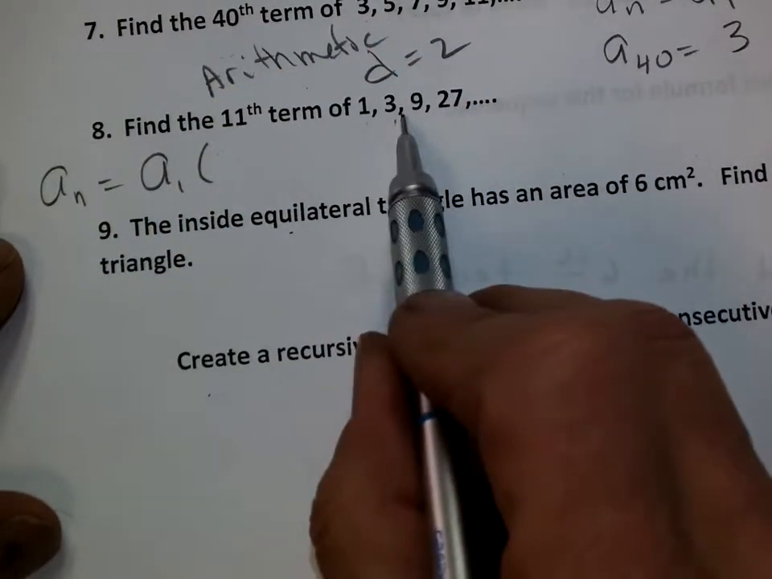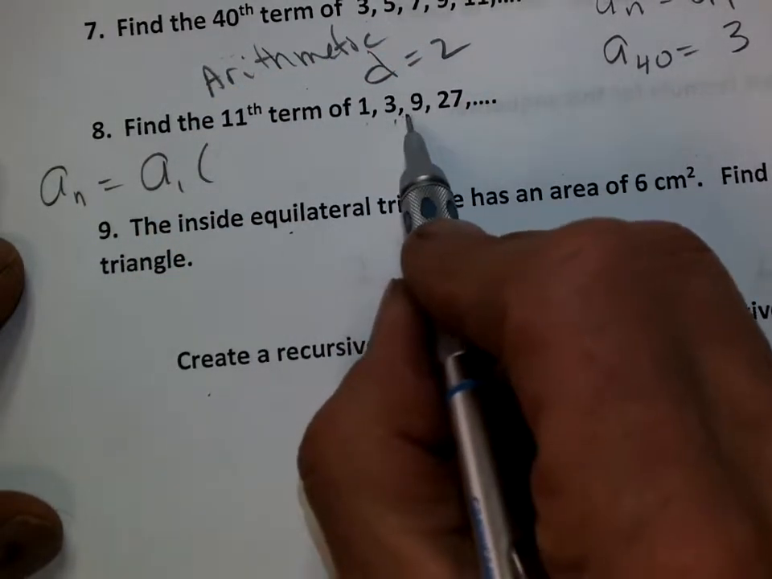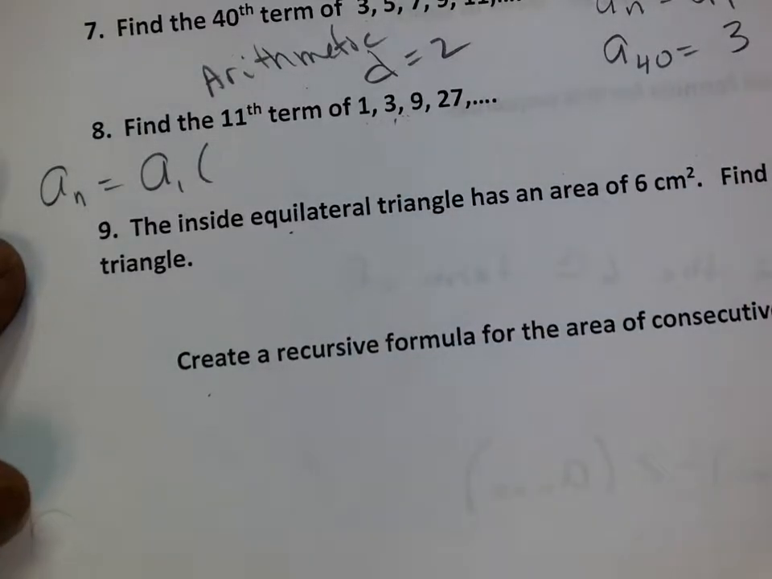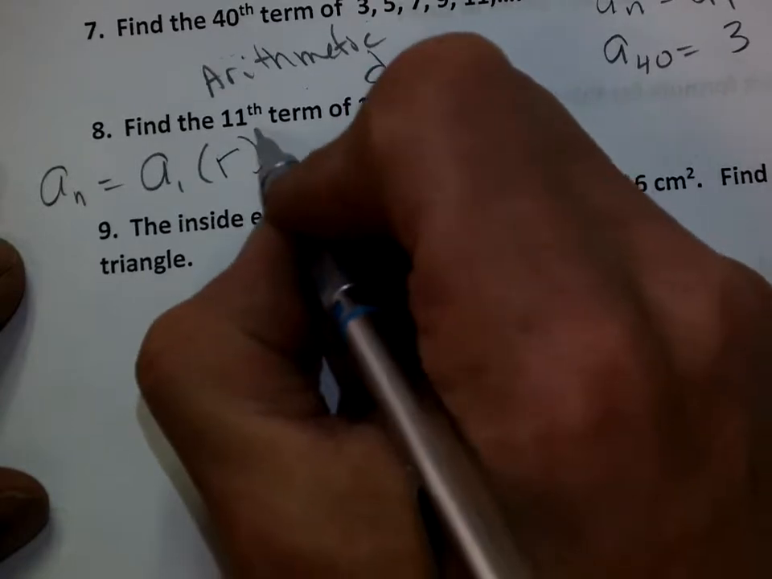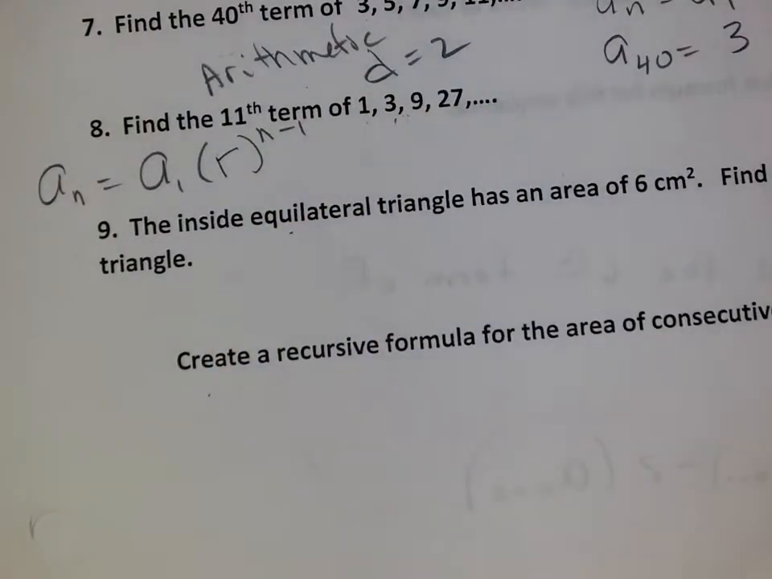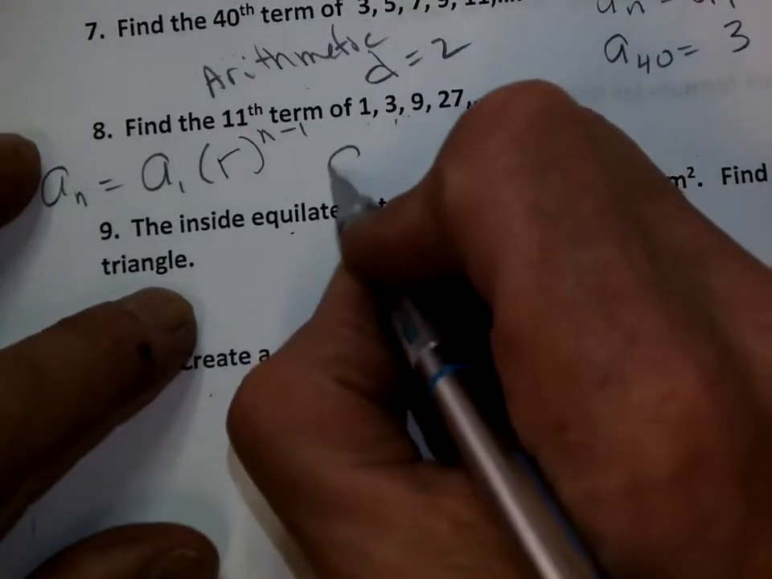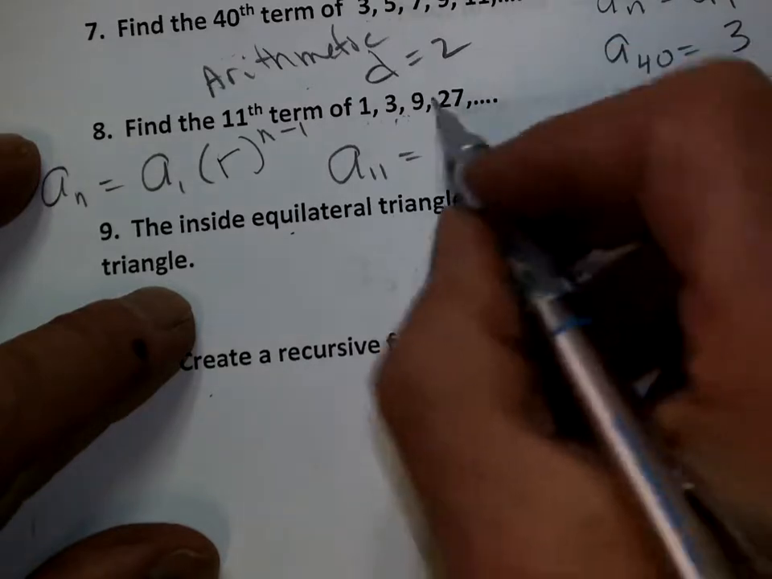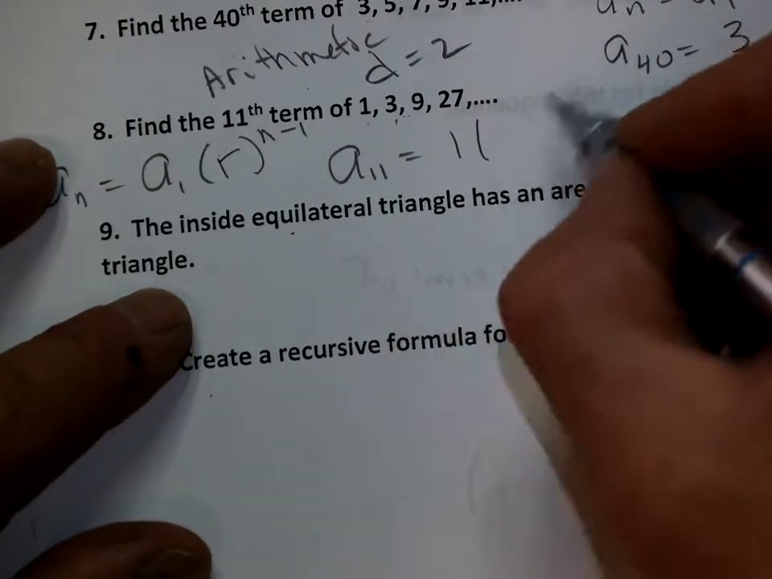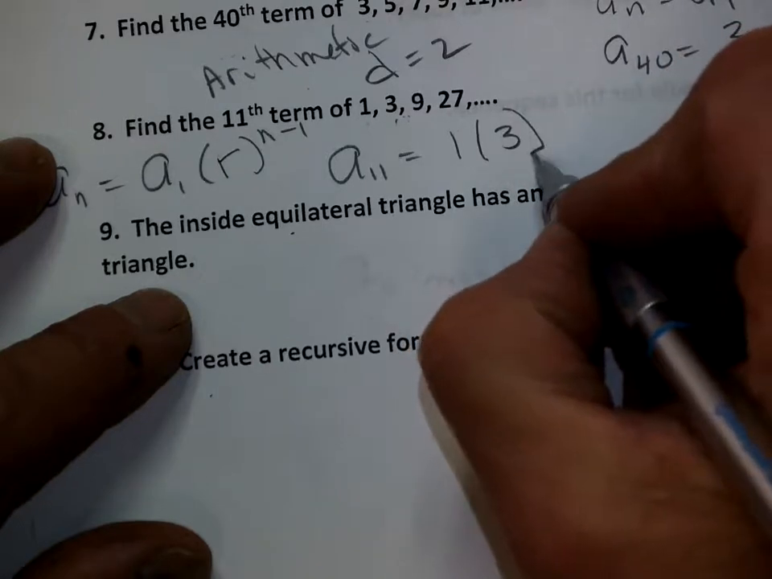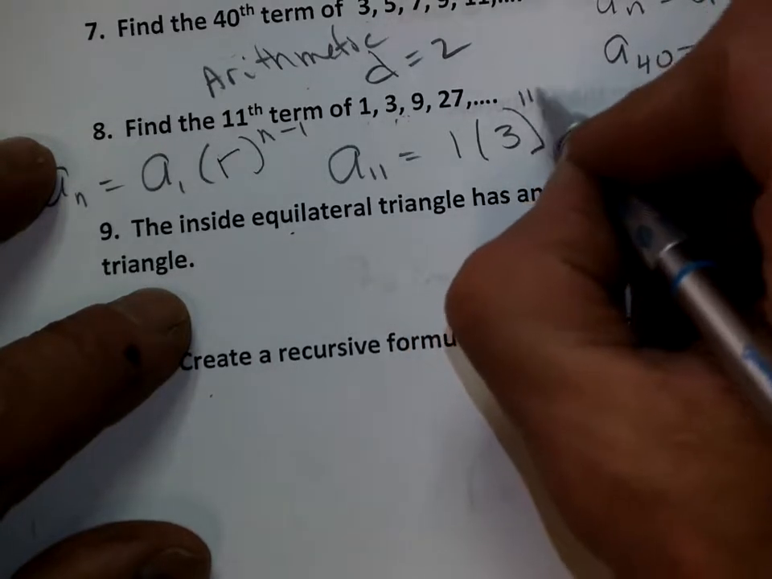Take a look. What's going on? It's multiplying by 3. There you go. The term multiply tells you it's geometric, okay? So now we want the 11th term, right? So let's go A11 equals, the first term is 1. The multiplier, that's the R, is 3, because we're multiplying by 3, to the 11 minus 1 power.